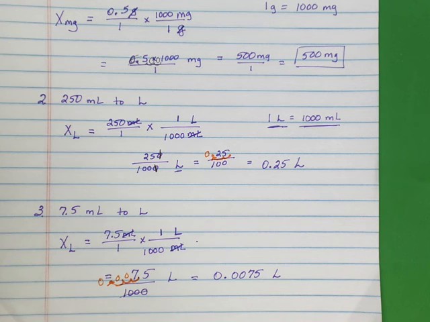Okay, I'm going to stop this here. Hopefully these examples have helped you. I'll do another one on the metric to household conversions.